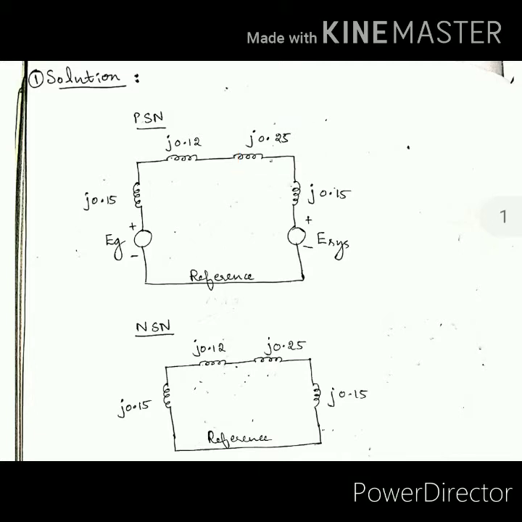Last you have an equivalent system. For the equivalent system, what is X1 given? 0.15. Since it is positive, along with this J0.15, again you have to draw an EMF source E sys. And all of this, as you can see, is connected to a reference bus.